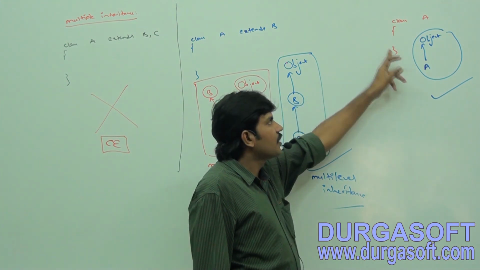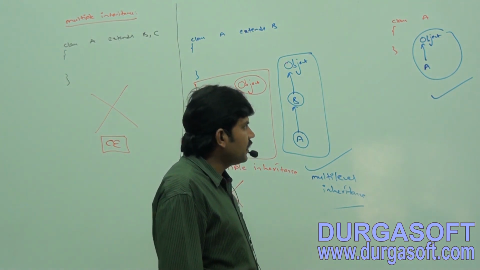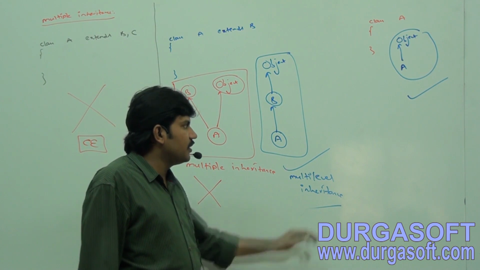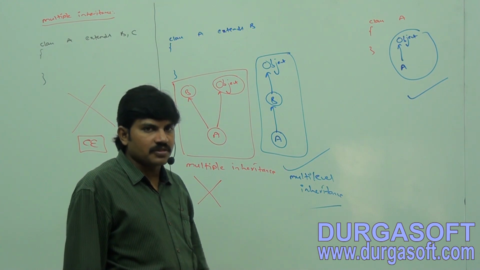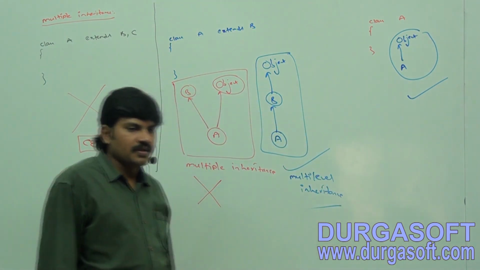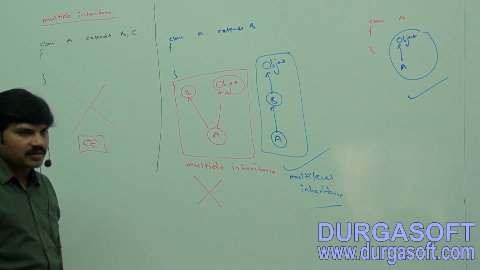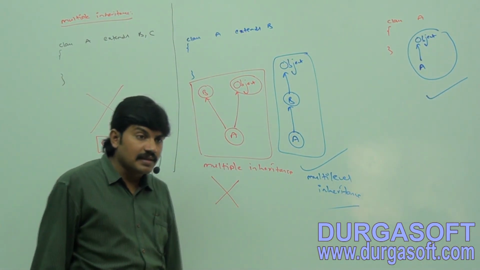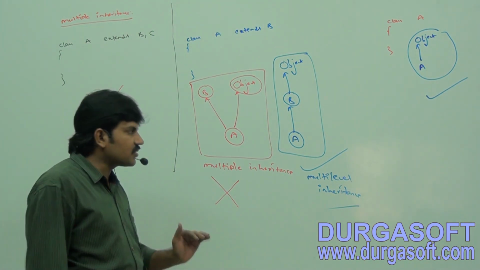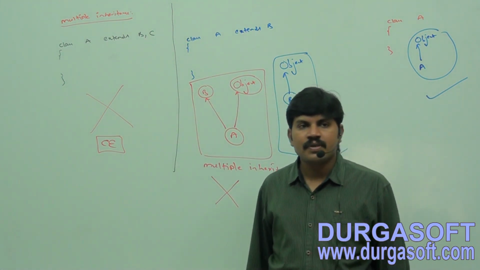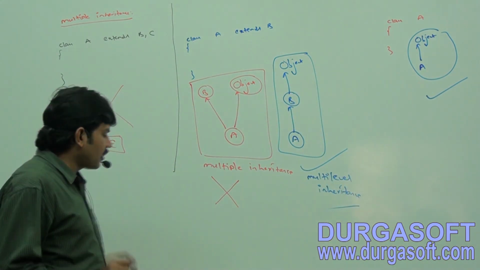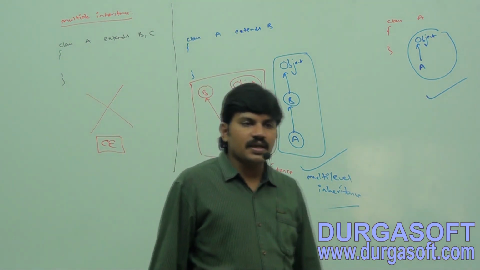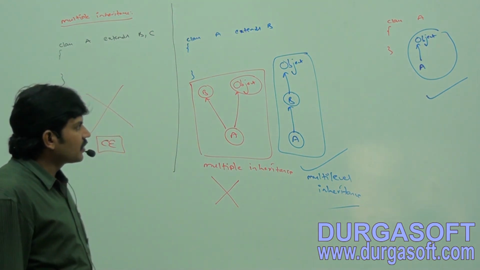Take this example: class A is a child of Object. Are you getting the point? Next, if our class extends any other class, then our class is an indirect child class of Object.